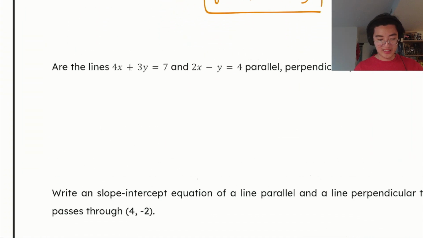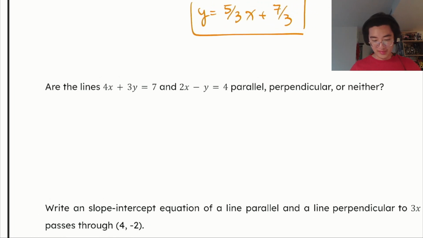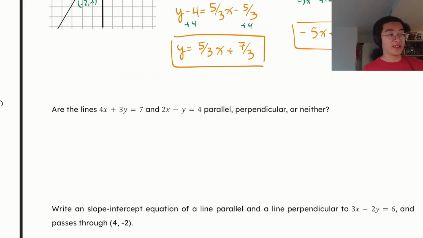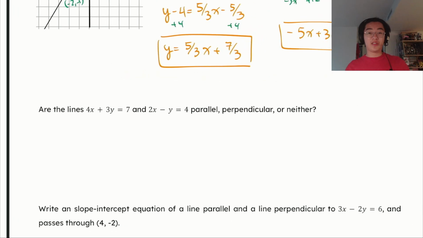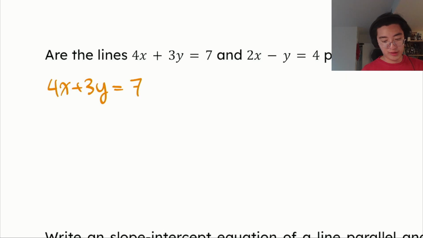Okay, here we go again. Parallel, perpendicular, or neither. To figure out if they are parallel or perpendicular, we just have to find the slope of those two equations. They're in general form, so we need to convert it into either the point slope form or the slope intercept form. It's usually easier to convert it into the slope intercept form.